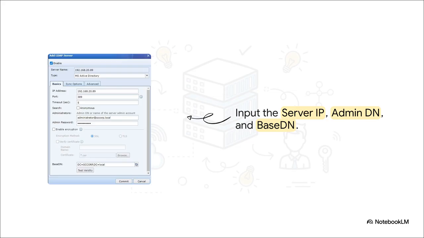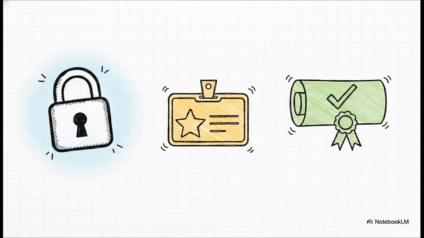You also have to define the base DN. Think of the base DN as telling the IAG exactly which specific folder or organizational unit within your massive corporate directory it should start searching in. Basically, if you get the base DN wrong, the IAG is going to be flying blind and won't find your users. But hold on, before we leave that Basics tab, we have to talk about security.